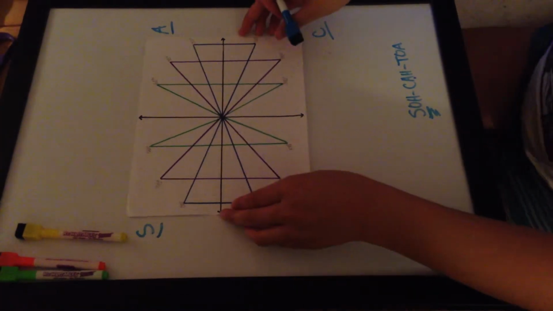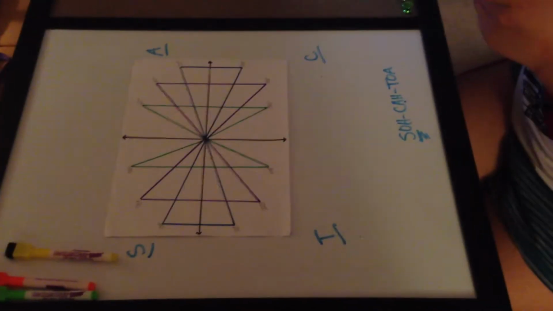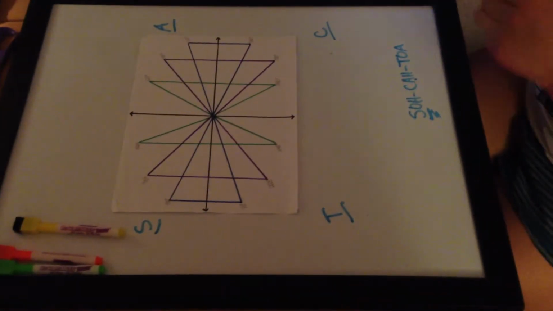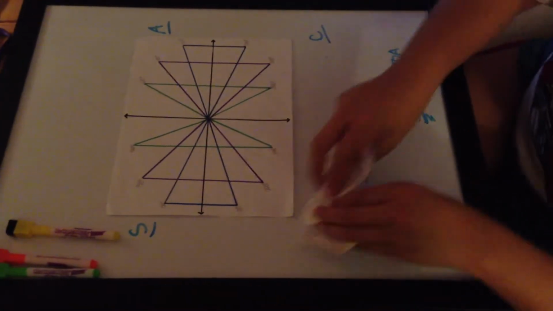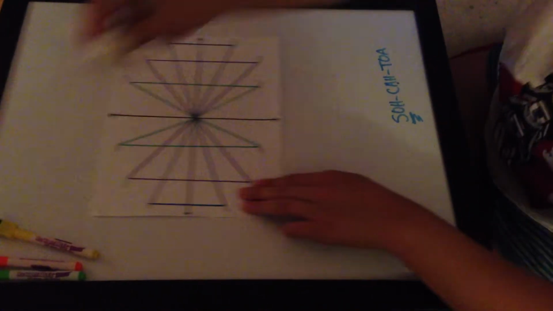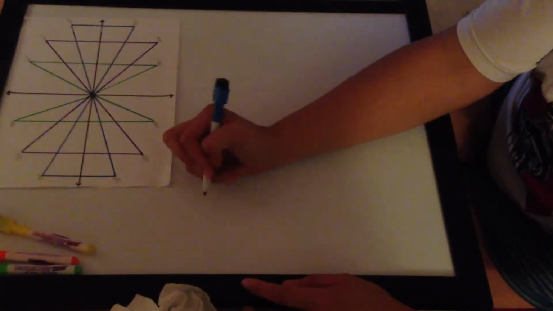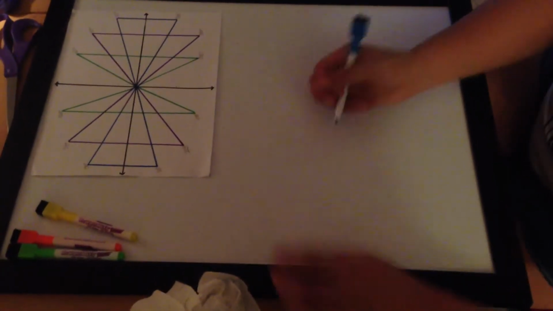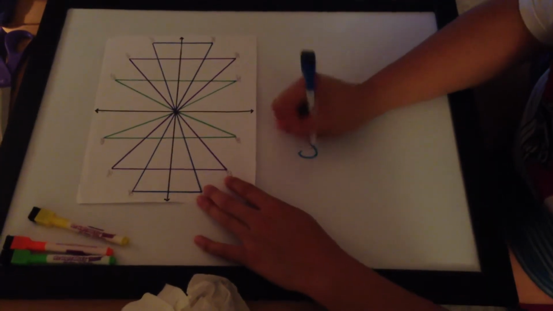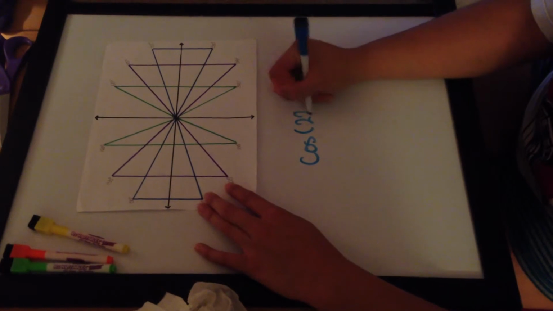So, to demonstrate this idea, I have 10 different ratios to test out. The first is the sine of 60, which we already figured out. The second is the cosine of 225.